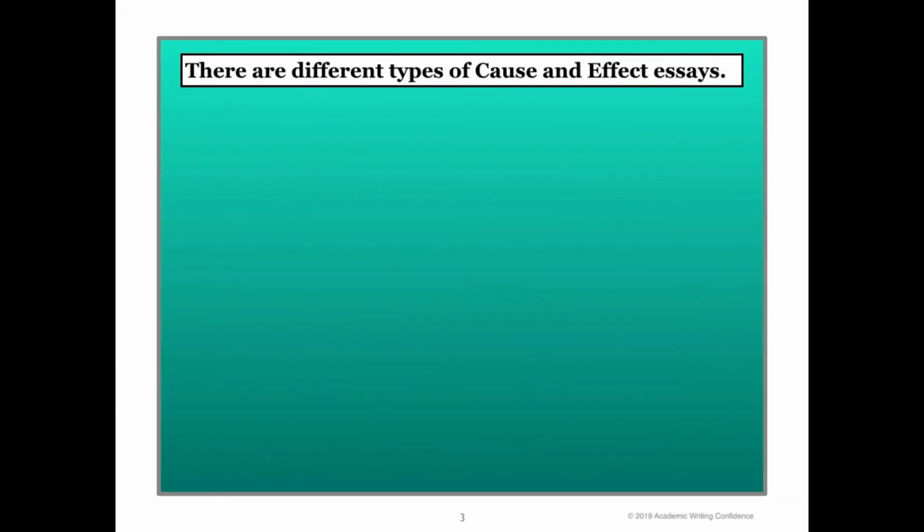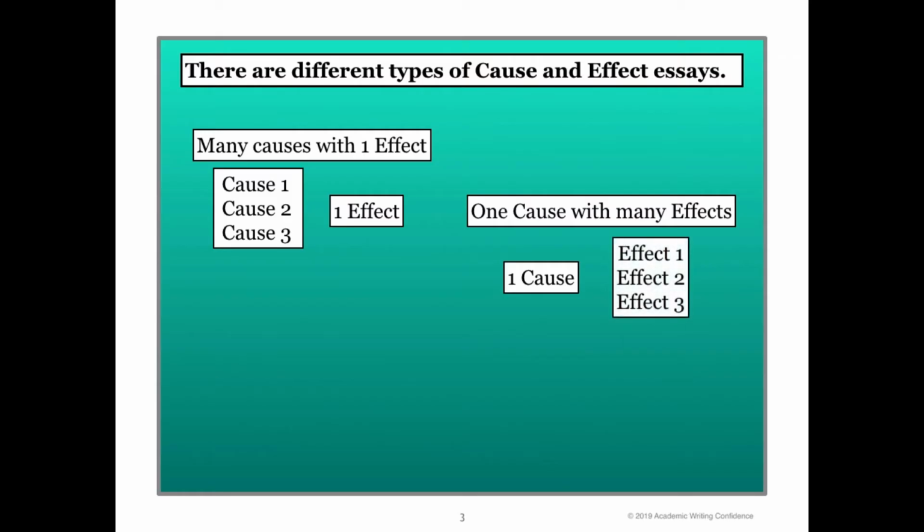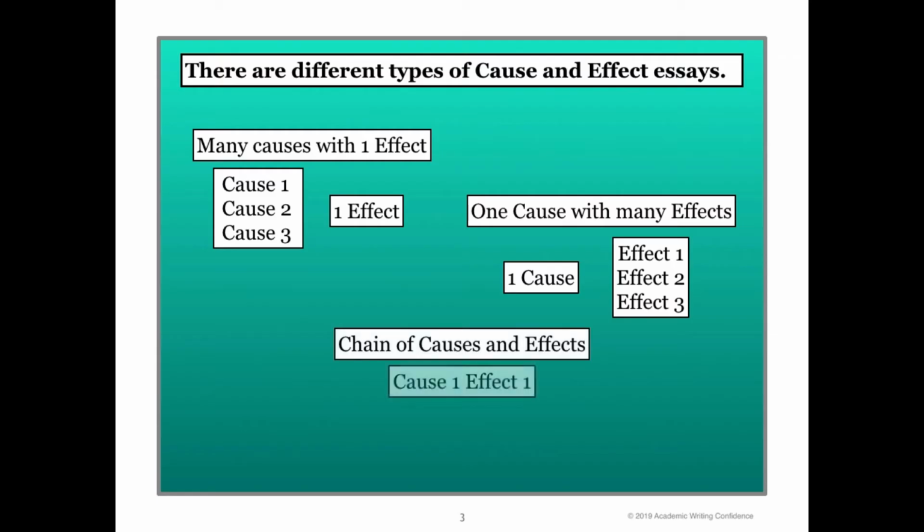There are different types of cause and effect essays. The first type is when there are many causes with one effect. In this type of essay, you'll talk about perhaps 3 possible causes of one effect or one result. The second type is when there is one cause and many effects. And a third type is called a chain of causes and effects. In this type of essay, one paragraph would talk about one cause and the effect it brings, followed by 2 more paragraphs in the same pattern.